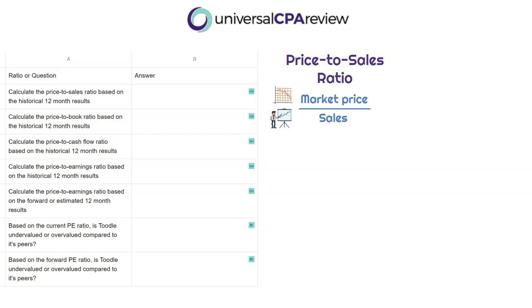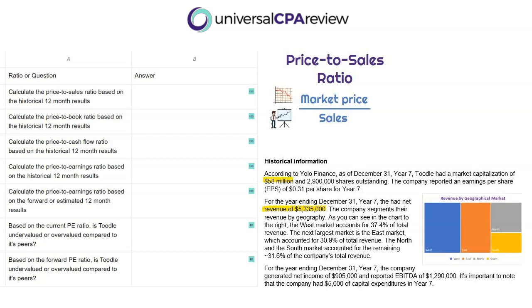So looking at the formula, it's not that difficult, right? We're just taking the market price and dividing by sales. And this is going to be for year 7, right? Everything in this report is focused on year 7. So when we look at the market price, right, we can either talk about the total market cap, we can talk about the market price per share. It really doesn't matter as long as the denominator is also in the same format.